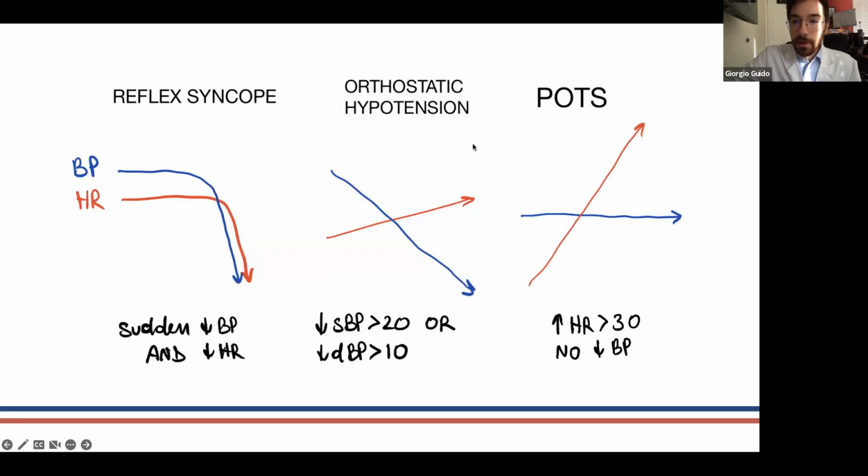We have also other patterns that we can encounter both in the Schellong test and in the tilt table test. So reflex syncope: what happens in reflex syncope is that blood pressure and heart rate suddenly decrease. In orthostatic hypotension, the heart rate can increase a bit, but the defining feature is the decrease of the systolic blood pressure by more than 20 millimeters of mercury, or the decrease of diastolic blood pressure by more than 10 millimeters of mercury.